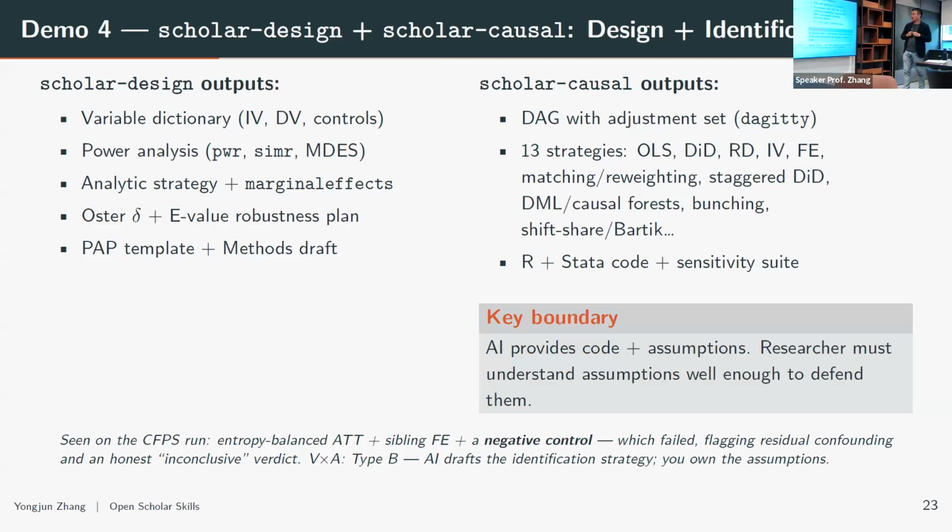But again, here AI provides code, right? And as a researcher, you have to understand the assumption. Why am I using this particular causal inference strategy? Why use staggered DID versus regression discontinuity, right? And again, you have to ensure you understand the assumptions. Otherwise, you are not able to defend the usage of these methods, right?